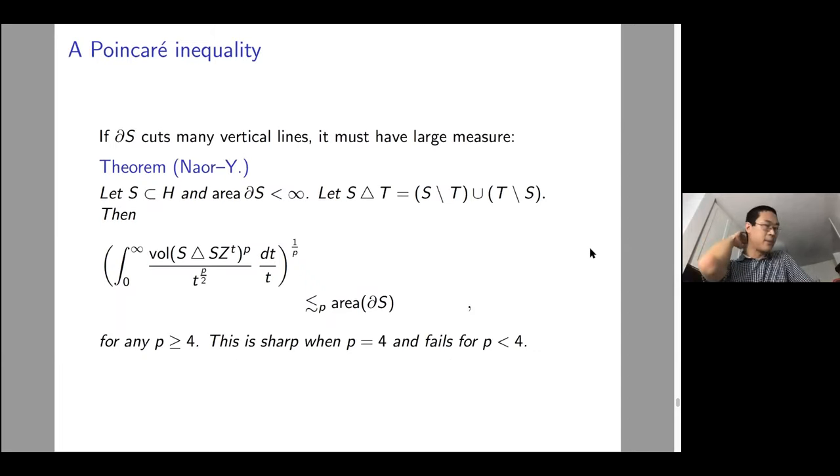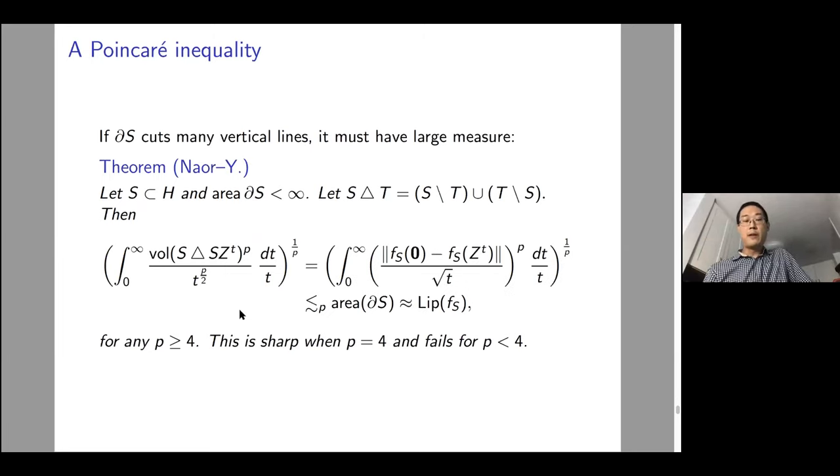And this is nearly optimal. Assaf and I proved a Poincaré inequality showing that if you have a set whose boundary cuts many vertical lines, then it has to have large measure. I won't go through the inequality because we're out of time. But this is where the lower bound on the distortion comes from.